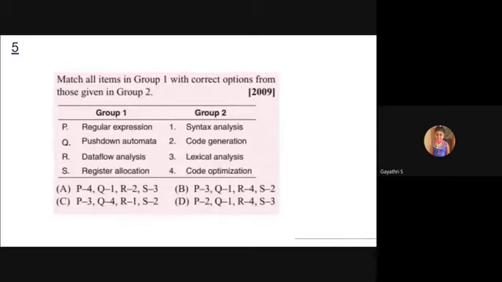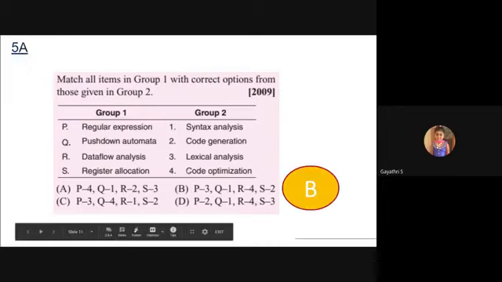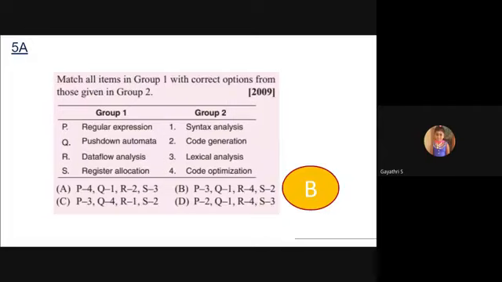Five B. Okay. Just 1 minute. Okay, let me go for the answer. P is the right one. Good. So for B, P, which is 3, right?